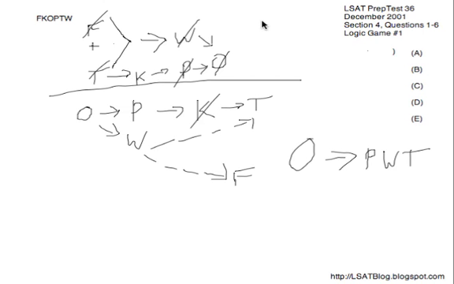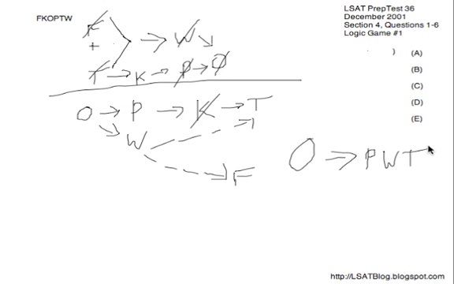Next, number 3, what cannot be a complete and accurate list? So this is kind of like the opposite of question number 1. Here we're looking for the one scenario that is bad, while the other 4 will all be good. Once again, we can use our abridgment on the bottom right here. O requires P, W, and T. Any choice mentioning O must mention P, W, and T, or else it is a bad choice.